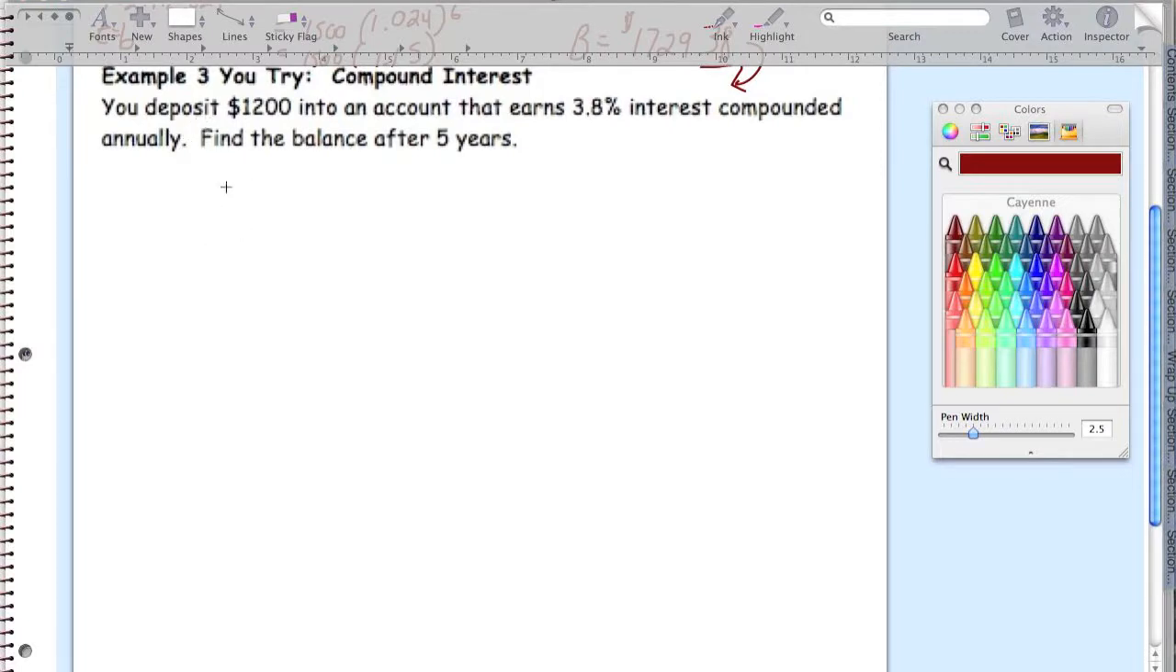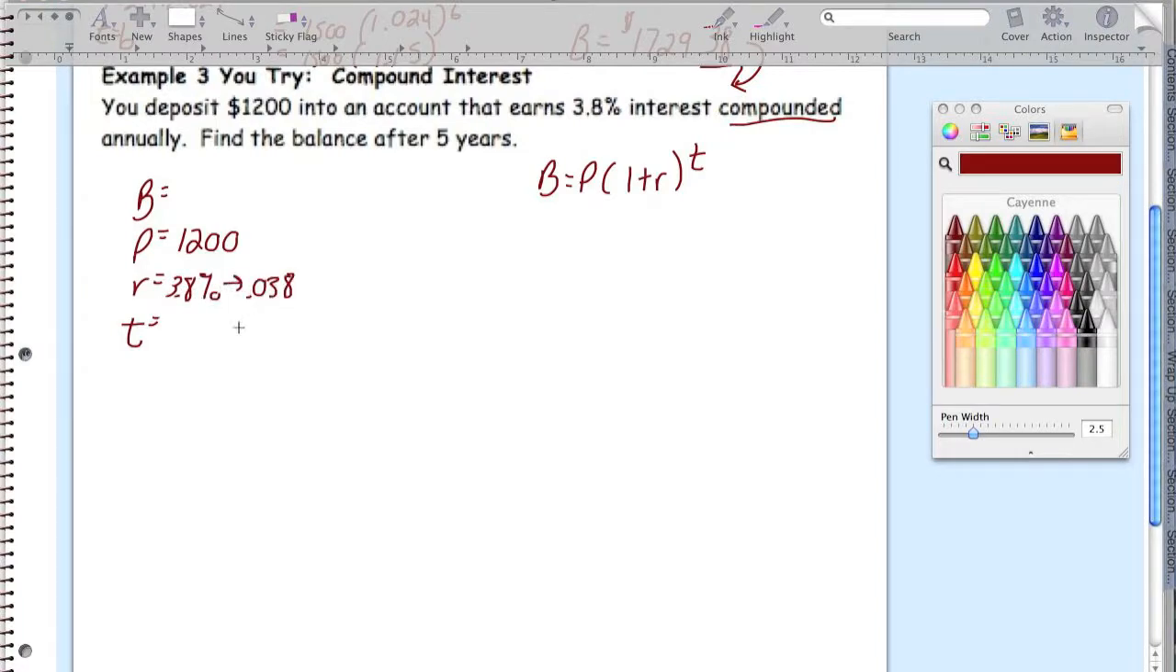You deposit $1,200 into an account that earns 3.8% interest compounded annually. Find the balance after 5 years. So we're doing compounded, so B equals P times 1 plus R raised to the T. Again, I'll give you those formulas. And we are ready to fill in our blanks. Principal, $1,200. Rate, 3.8%, which is 0.038. And time is 5 years. We're trying to solve for the balance.